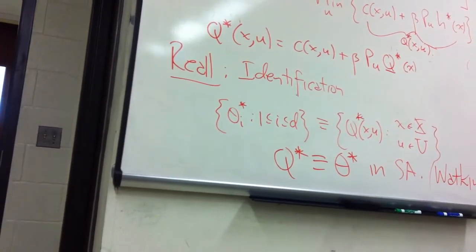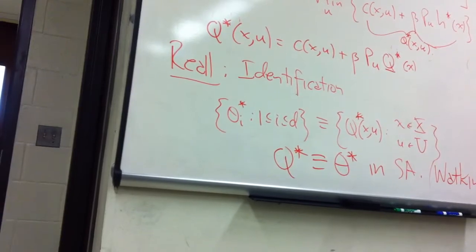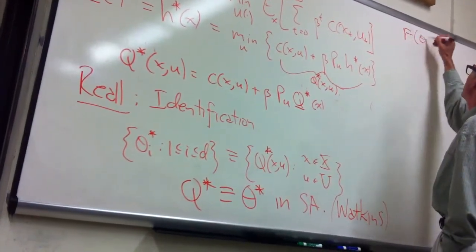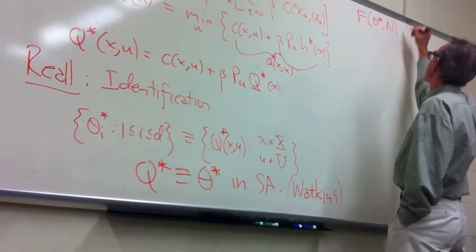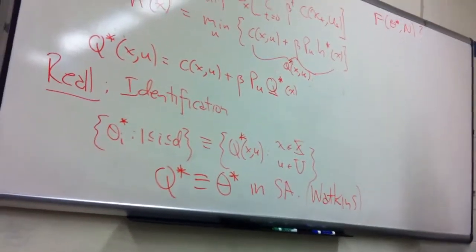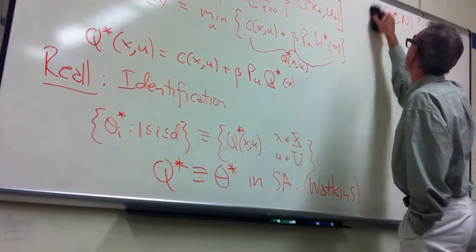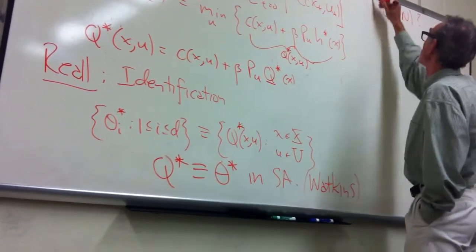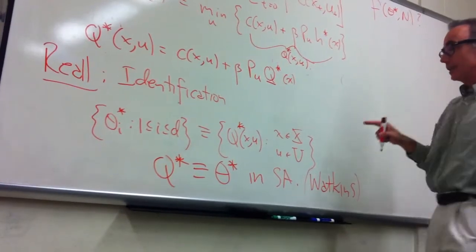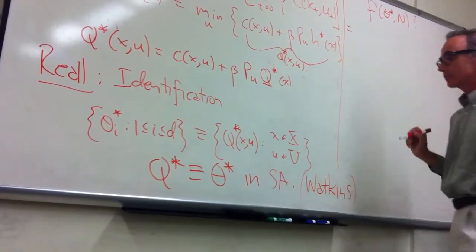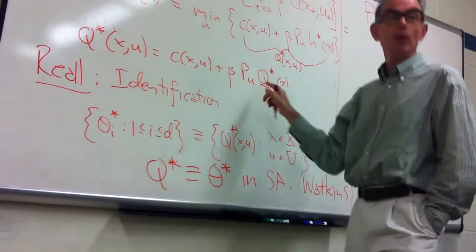Okay, so again, I mentioned this last time, and let me repeat it. What is F of theta star n? I wrote it down before. I've got this fixed point equation, I'm just going to write it down.